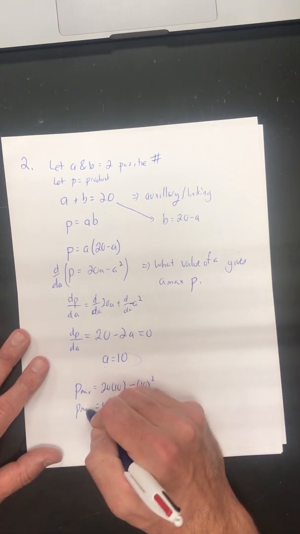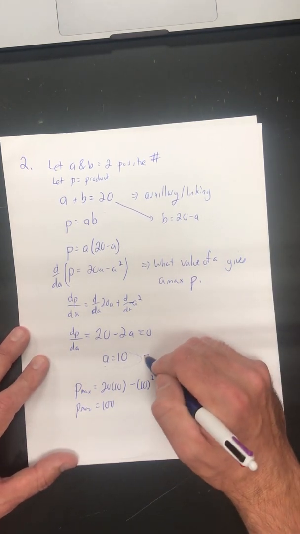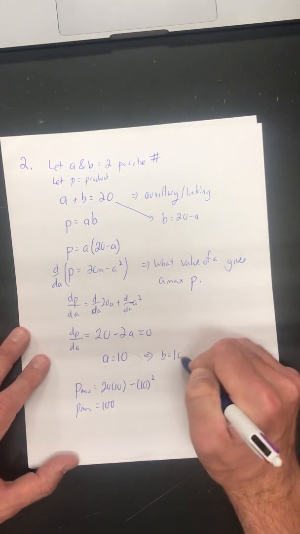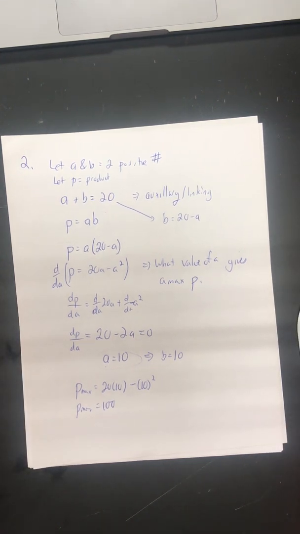No units on this because the values they gave us didn't have units. Oh, that's sort of interesting. A is 10, notice B is 10. What we just proved is that of the rectangles, the square gives you the maximum area, which is something that you probably encountered before in math.